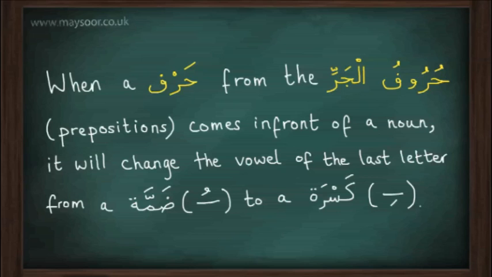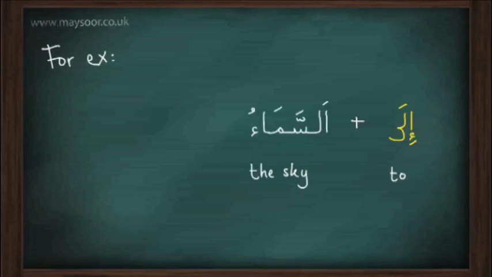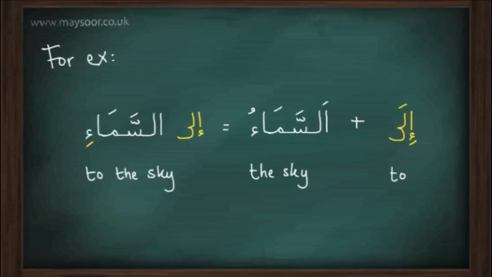However, when a harf from the huruf al-jar, the prepositions, comes in front of a noun, it will change the vowel of the last letter from a dhamma to a kasra. For example, ila plus as-sama'u becomes ila as-sama'i.